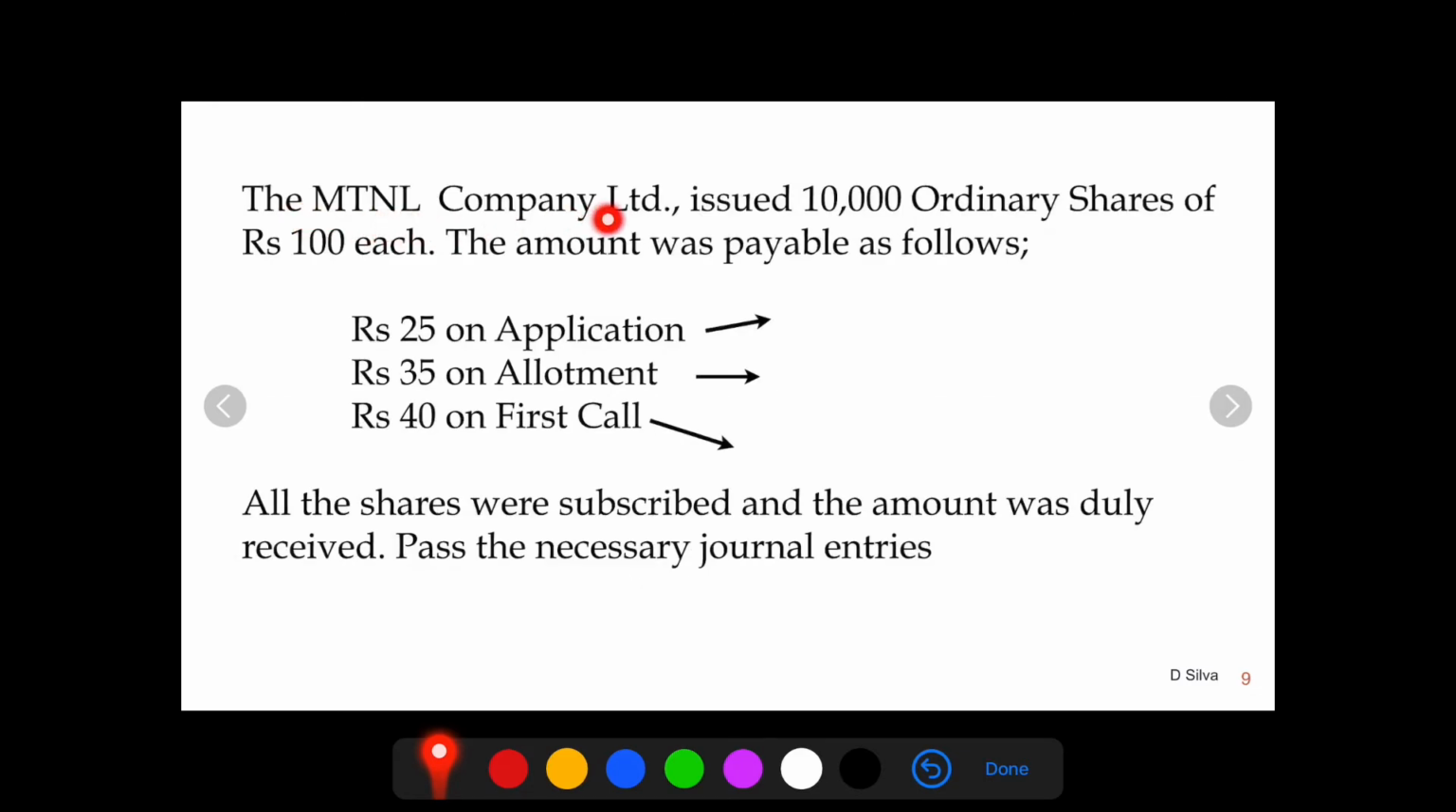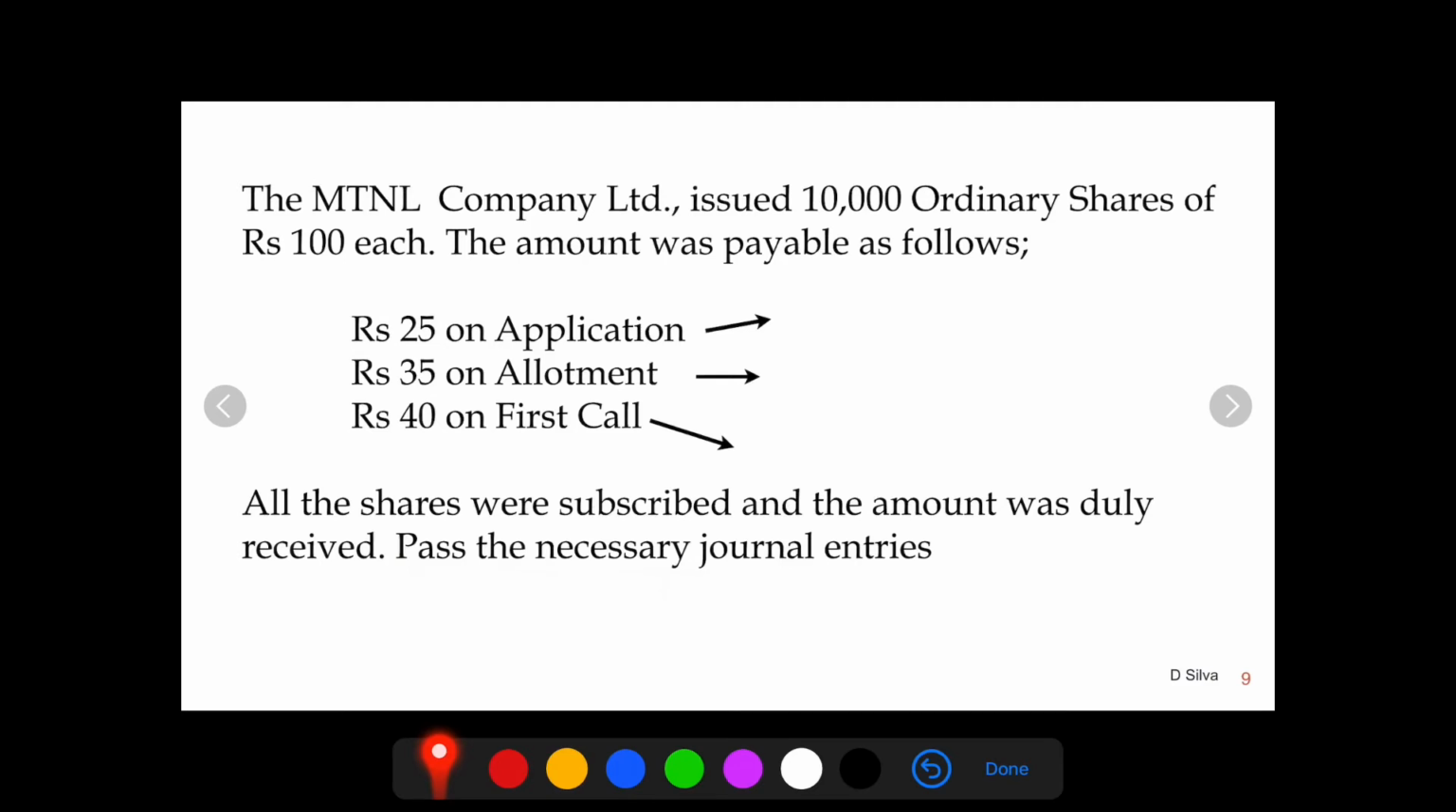The MTNL Company Limited issued 10,000 ordinary shares of rupees 100 each. The amount was payable as follows: rupees 25 on application, rupees 35 on allotment, rupees 40 on first call. All the shares were subscribed and the amount was duly received. Pass the necessary journal entries.